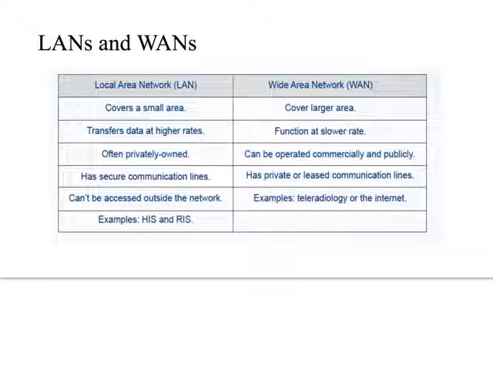Versus a wide area network, this might be something global or something across a city. It's going to function at a slower rate because it has to transfer data over phone lines or wirelessly or across satellites. This might be commercially or publicly operated. In fact, there are even cities that have their own wide area network. And it will have privacy as well as open or leased lines of communication. A big example of this would be any kind of teleradiology system or just the internet itself.